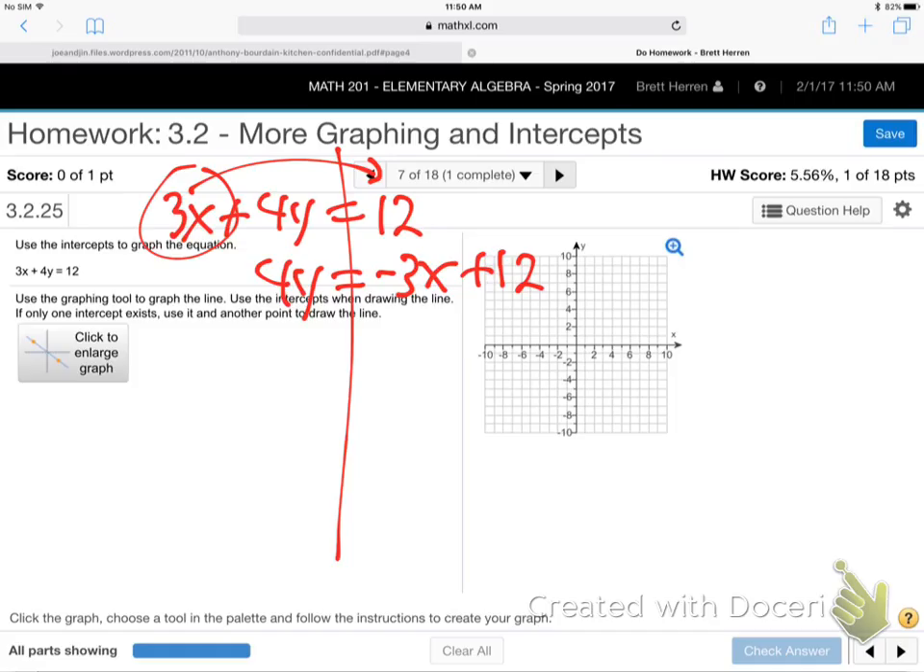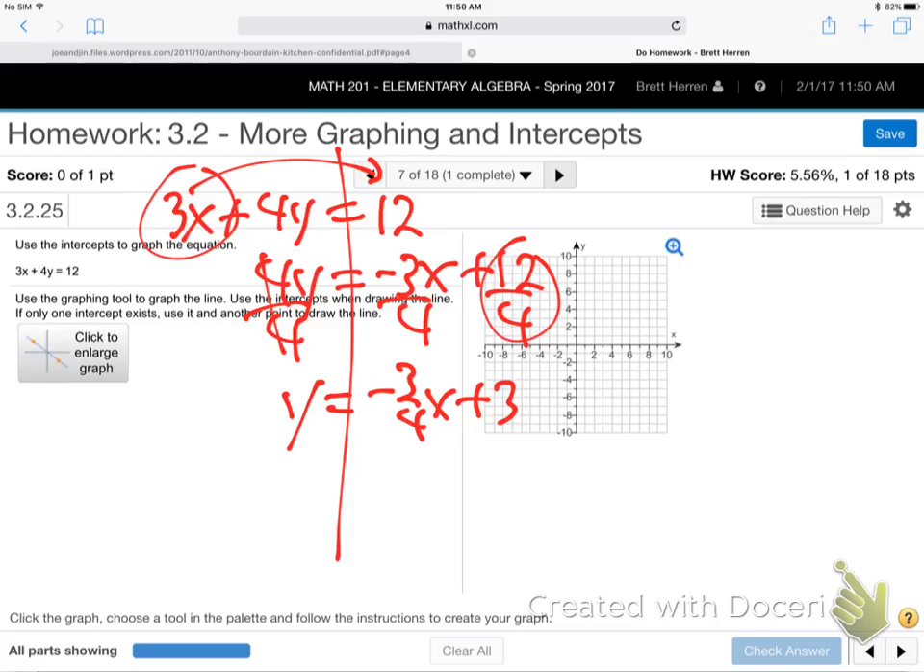Good to there. Now, one more step. You've got to finish getting y alone. What do you do to finish getting y alone? Divide through. 4, 4, 4, right? Identical twin. Whatever's next to y, the identical twin, divide through by it. Everybody, all 3 of them, right? So y equals minus 3/4 x plus 3, right? 12 over 4 is just 3. We're ready to graph.